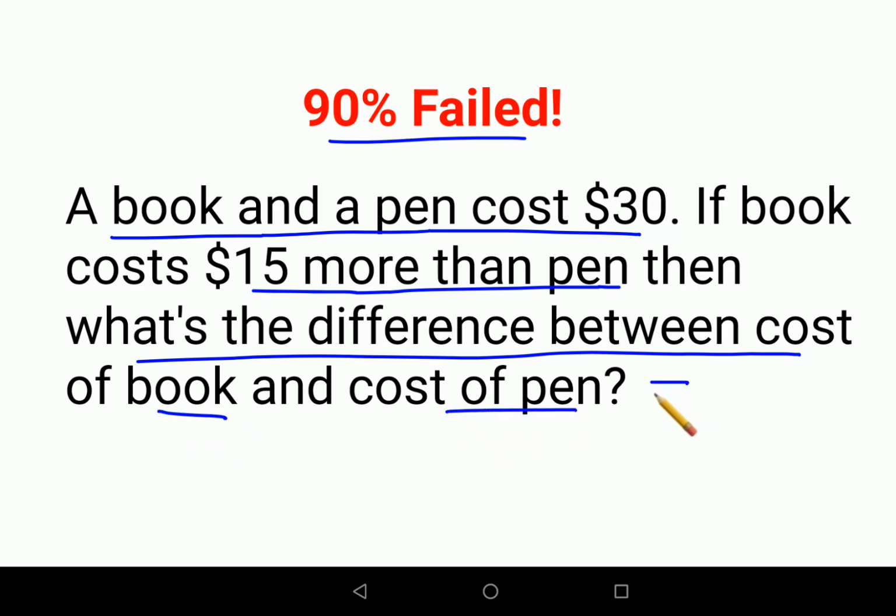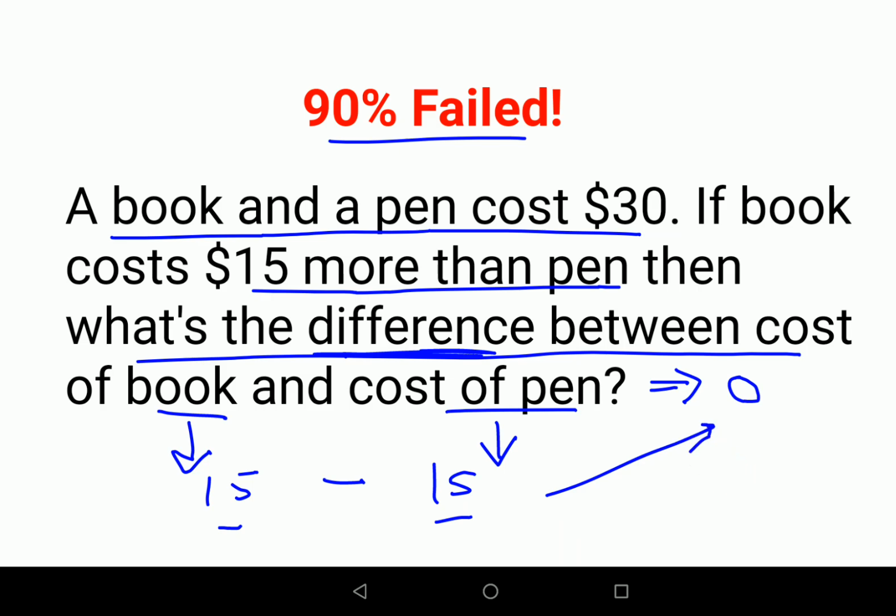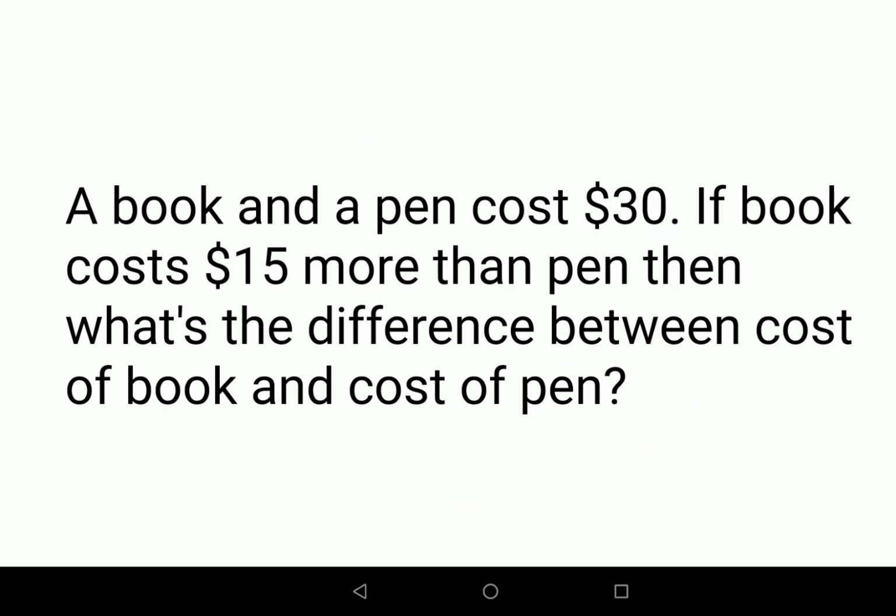Now here a lot of people thought that the answer for this one is 0. Why like that? Because they thought that the value of book is $15, and value of pen is $15, and we need to find the difference, which means you need to subtract, and 15 minus 15 should get you the answer as 0. But that, my dear friends, is absolutely wrong. Okay, now let's understand how.